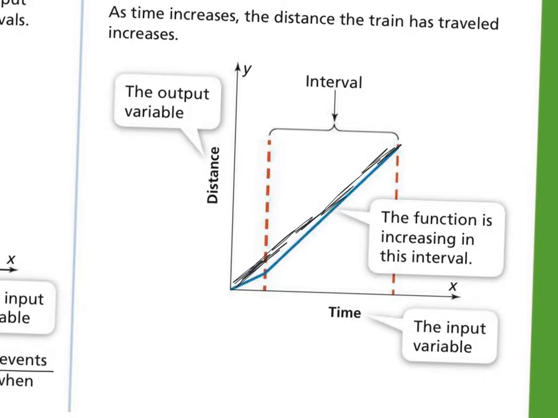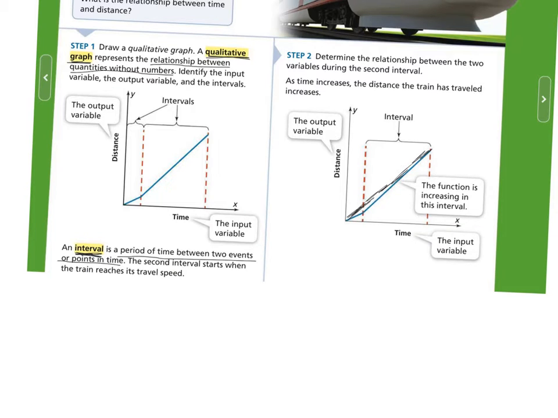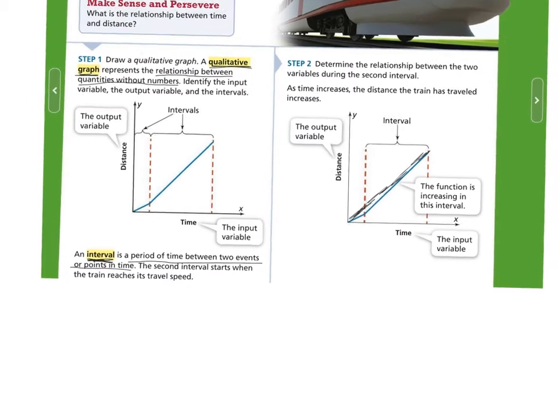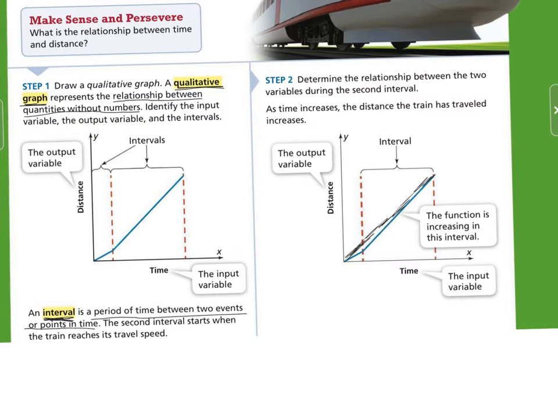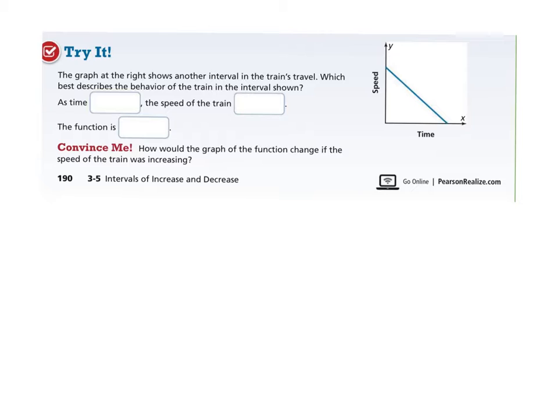Okay, and this one is actually a little bit different than our other one. This is talking about the distance rather than the speed, but the distance is just going to keep increasing. Distance that the train has gone is just going to keep increasing over time. Alright, so if you look at the try it, the graph at the right shows another interval in the train's travel, which best describes the behavior of the train in the interval shown.